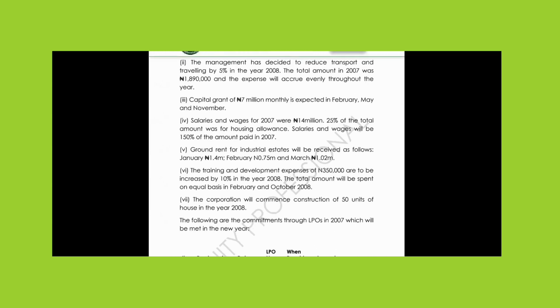See, what the examiner means here is salaries and wages for 2017 was 14 million. 25% of that total amount was for what? Housing allowance. That means out of this 14 million, 25% of it is for housing allowance.